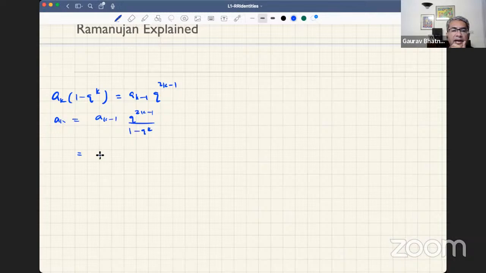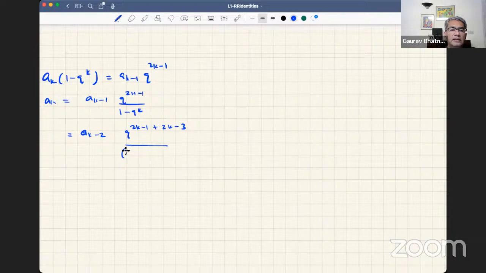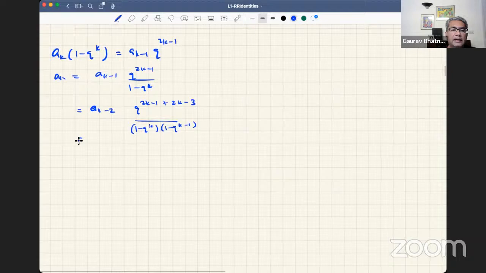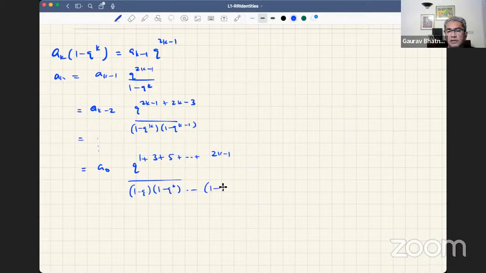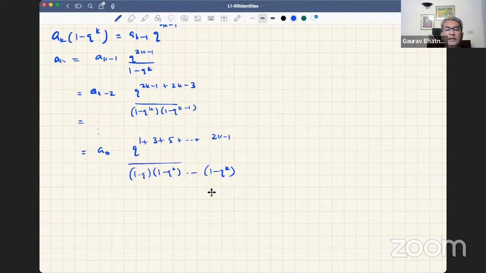We can iterate this, so it's a_(k-2) q raised per 2k minus 1 plus 2k minus 3, so 1 less, k minus 1, over 1 minus q raised per k, 1 minus q raised per k minus 1. And you keep doing this till you reach a_0. And you get 1 plus 3 plus 5 up till 2k minus 1. And here you get 1 minus q, 1 minus q squared, up to 1 minus q raised per k. So just notice that it's k minus 1 here, so it's k here, so it's a_0, so you get 1 minus q over here.